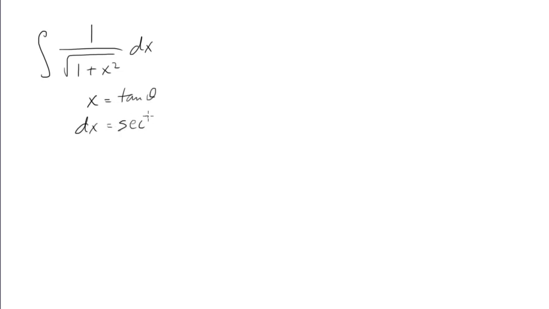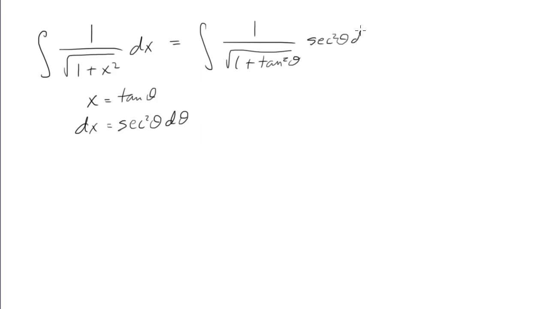For a more complicated example, let's look at this. One plus the square, that's the tangent. One plus tangent squared is secant squared. Which will cancel with one of the secant squareds from the differential. And then this integral is an awkward integral.